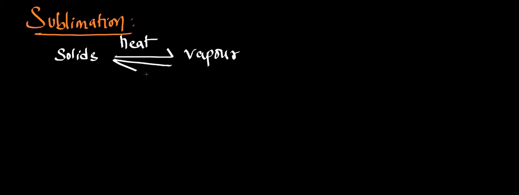And what happens when you cool these vapors? They get back into solid form. So this process of converting the solids into vapor is called the sublimation process. And the solids which undergo this kind of sublimation process are called sublimable substances.